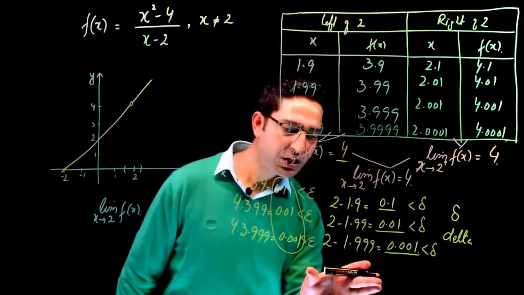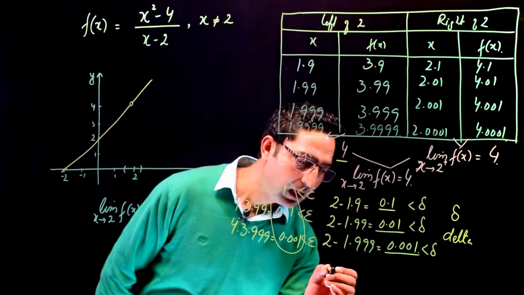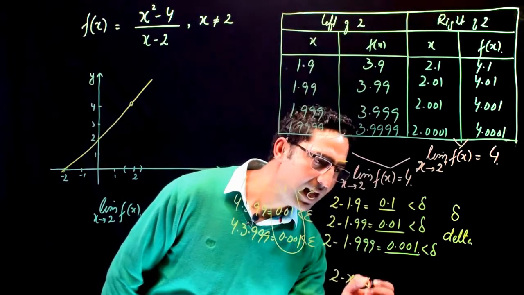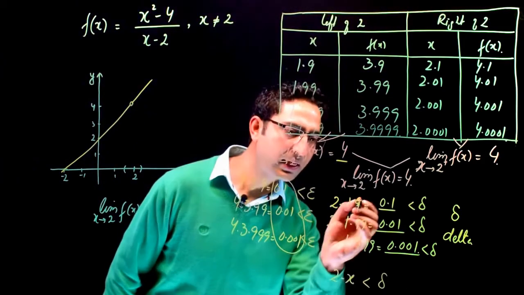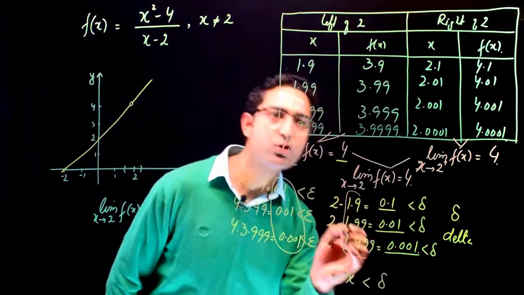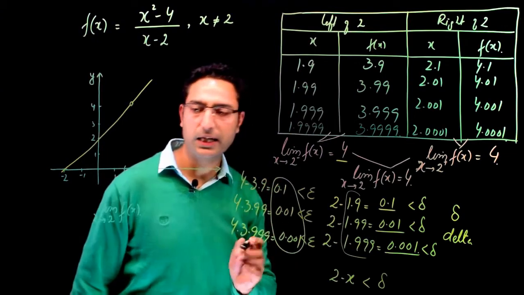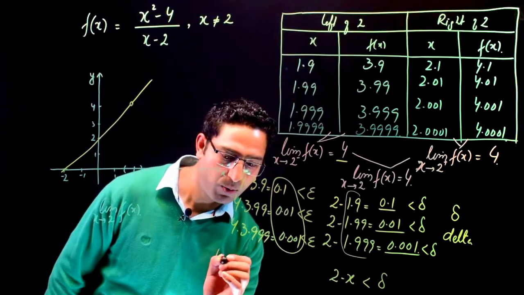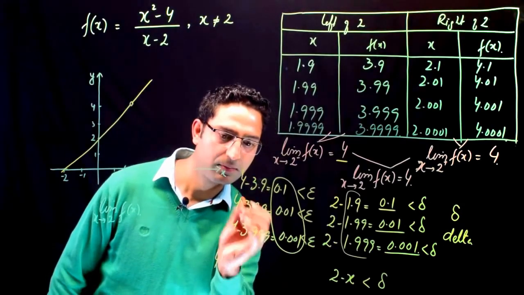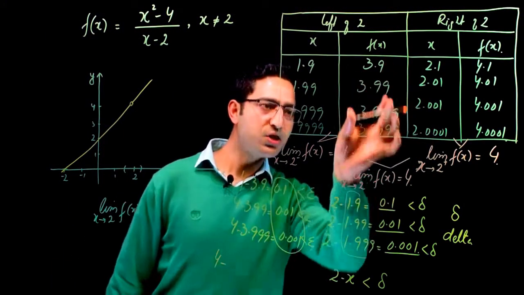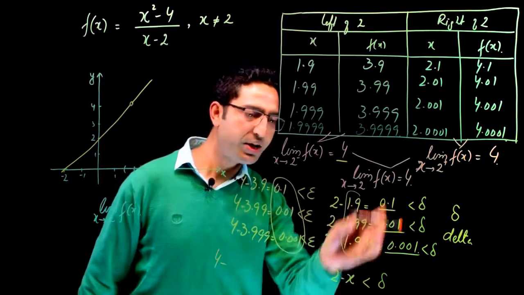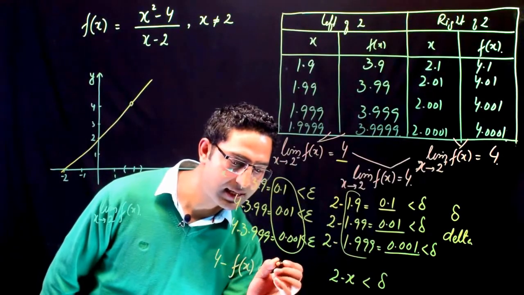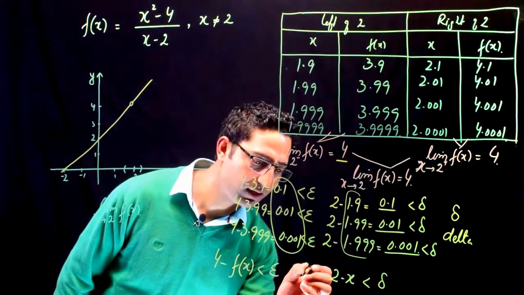Then if I combine these, I can write down that 2 minus x is less than delta, because the 2 is here, and these 1.9, 1.99 and so on represent the x values which we are taking in order to approach 2, and this we are getting as 4 minus f(x), these are the function values which we are getting at these points, so we will write here 4 minus f(x) is less than epsilon. So this is whenever.